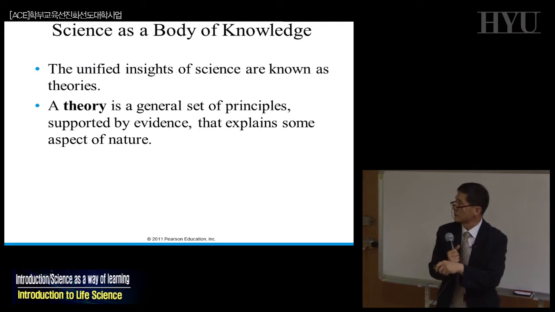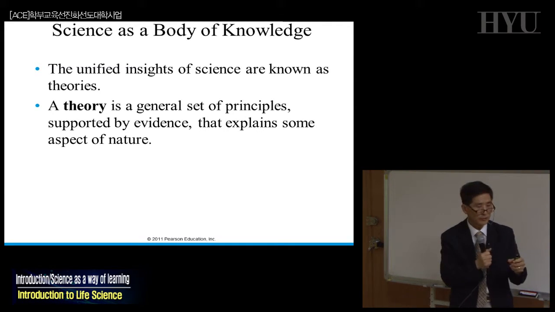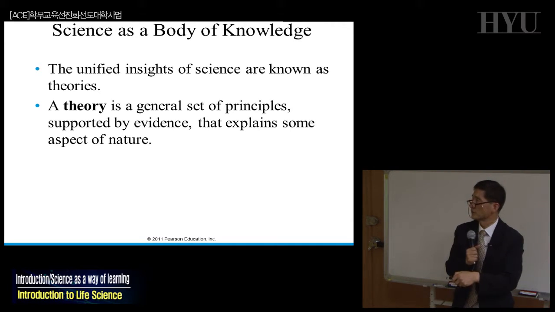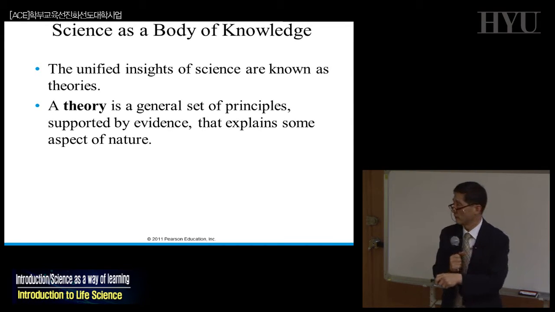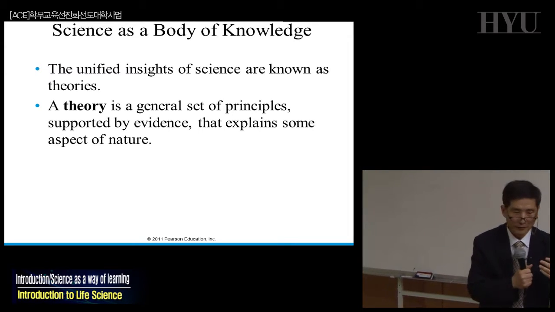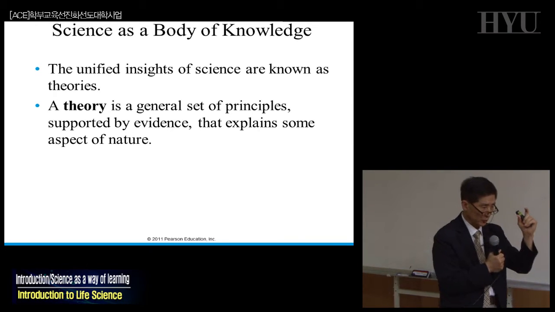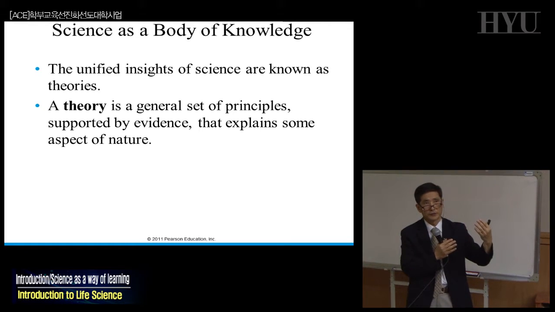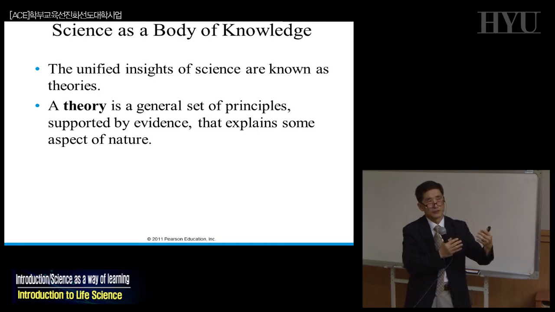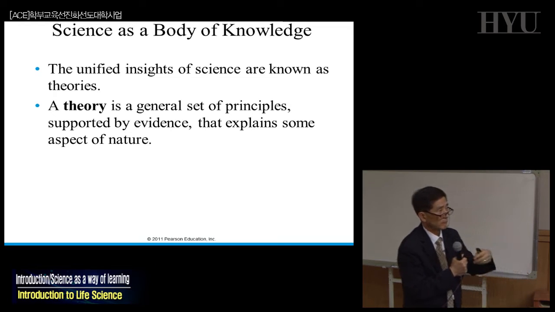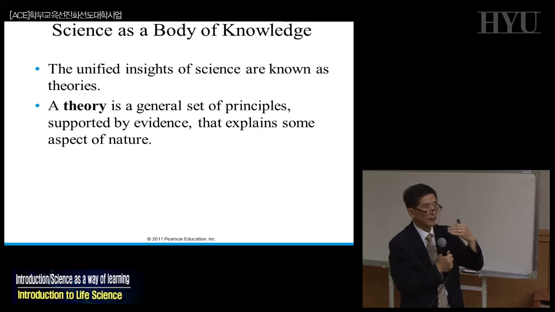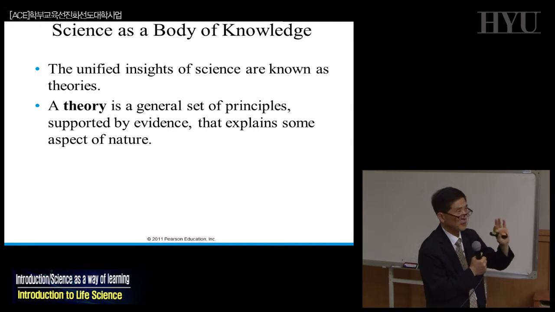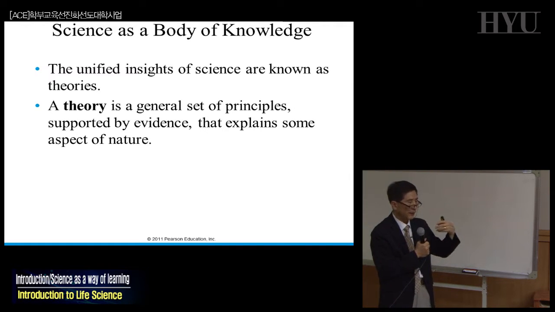The unified insights of science are known as theories, so we have to know about theories. A theory is a general set of principles supported by evidence that explains more aspects of nature. Theory is an important keyword, so you have to know about it. What does a theory do? It tries to explain natural phenomena. But in everyday conversation, we say, "Oh, that's just a theory." 우리말로는 그냥 그 설이야, 설. 그러면 믿어도 되고 안 믿어도 되고 그럴 것 같지만 that's not a scientific theory. A scientific theory is supported by evidence.